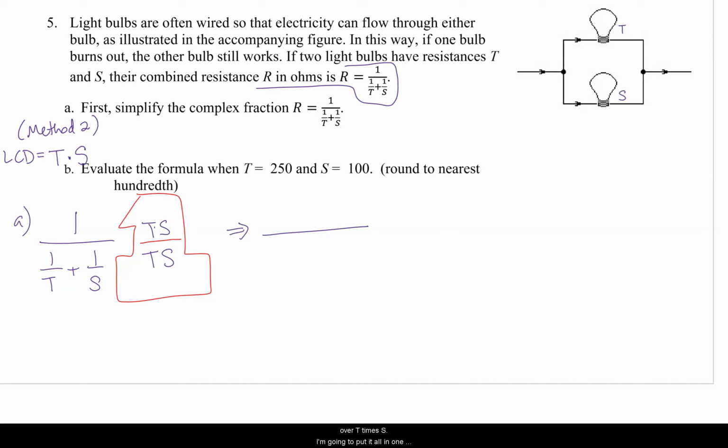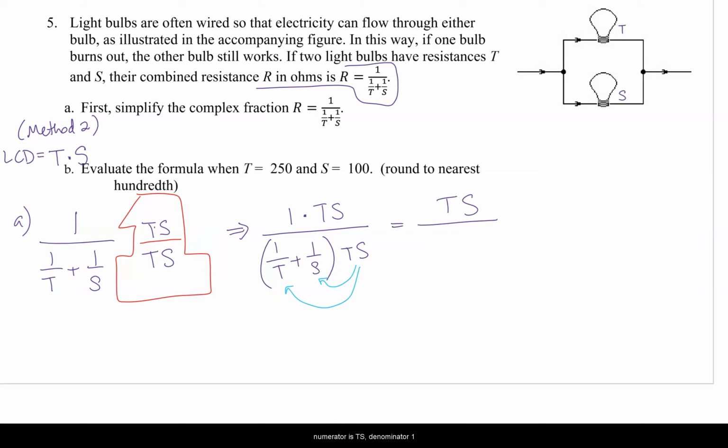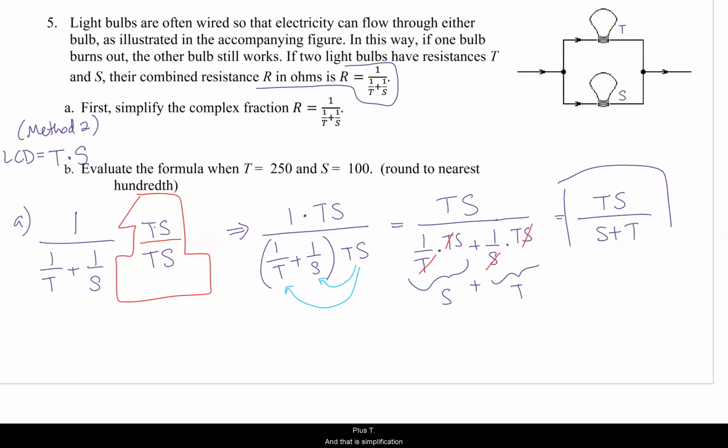So I'm going to put it all in one fraction. 1 times T times S over (1 over T plus 1 over S) times TS. Notice I need to distribute inside the parentheses in the denominator. Numerator is TS. Denominator: 1 over T times TS, plus 1 over S times TS. I can cancel common factors. In canceling the common factors, the denominators completely go away. So we've reduced that complex fraction into a regular rational expression. And the numerator is still the same, TS. The denominator, I have S plus T, and that is the simplification of that complex fraction.